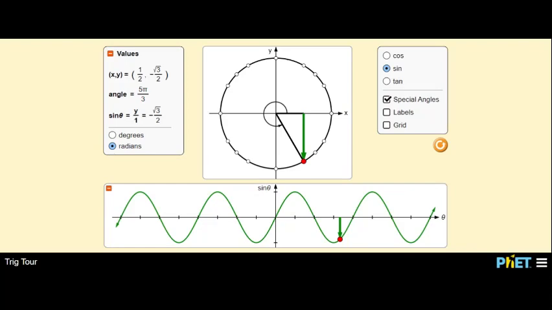So please use the link given in the description and have a try on this animation. Then it's very easy to remember the trigonometric ratios and their behavior according to the quadrants.